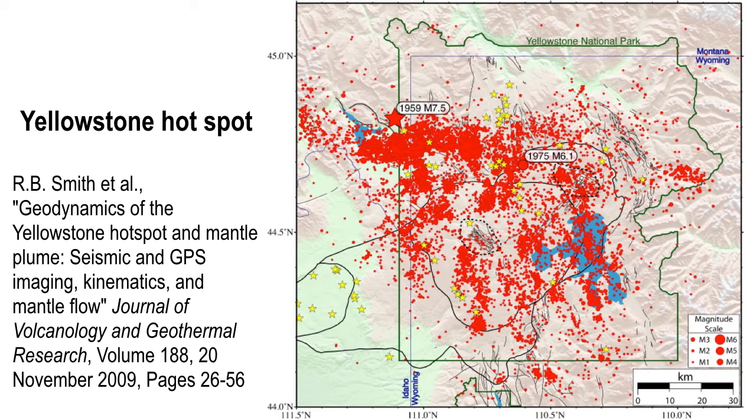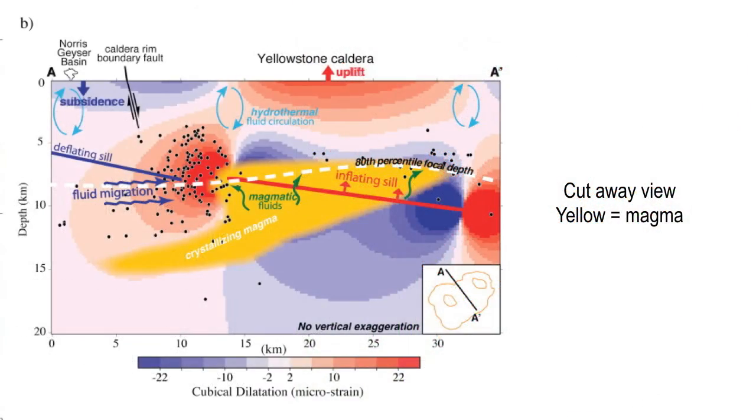So this is a picture from this article in Nature. Journal of Volcanology and Geothermal Research, R.B. Smith et al. Geodynamics of the Yellowstone Hotspot and Mantle Plume, Seismic and GPS Imaging, Kinematics, and Mantle Flow. What do they mean? Well, here's a cross-sectional view. The top of this is Yellowstone.